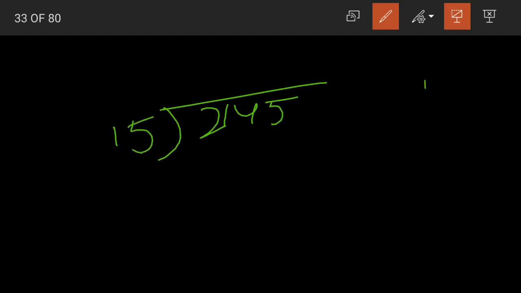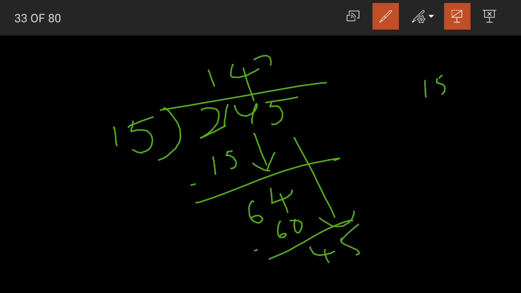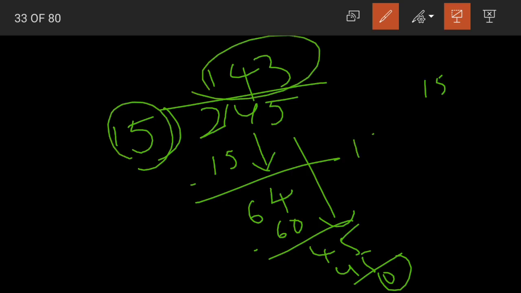2145. We are already having 15 as one of the factors of the given number. Now if you remember the 15th table, 15 ones are 15. 21 minus 15, 6 is remaining, 4 brought down. 15 4s are 60. When we subtract, 4 is remaining, 5 brought down. 15 3s are 45, 0. So 15 into 143 is equal to our 2145.